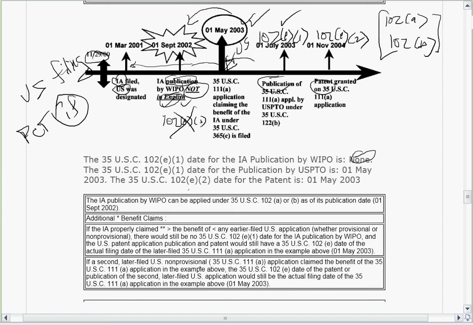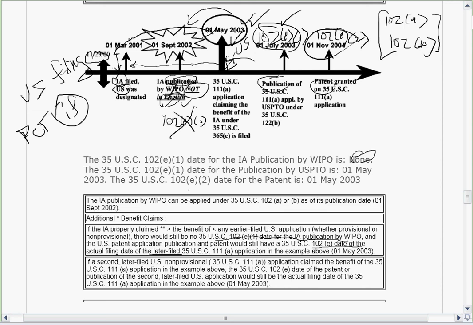See what they're talking about. If the international application properly claimed benefit to any earlier filed U.S. application, whether provisional or non-provisional, there still would be no 102E date for the international publication by WIPO. And the U.S. patent application and the patent would still have the same 102E date of the actual filing date of the last. So if there were another U.S. filing here, and this application now is trying to claim through the international filing date to this U.S., it can't because it's not in English. So these dates would still be the 102A dates for this application.